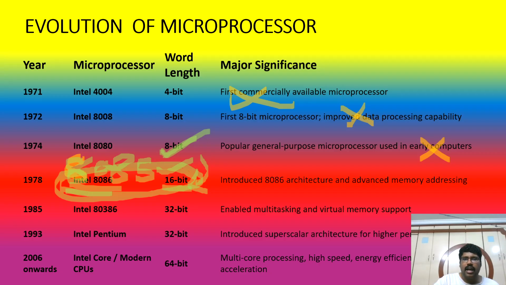Later we have the 80386 32-bit microprocessor, and in 1993 the Pentium. From 2006 onwards we have dual core, core 2 duo, i3, i5, i7. These are the different processors that are present.